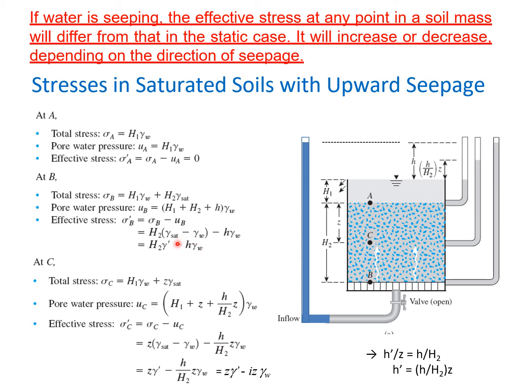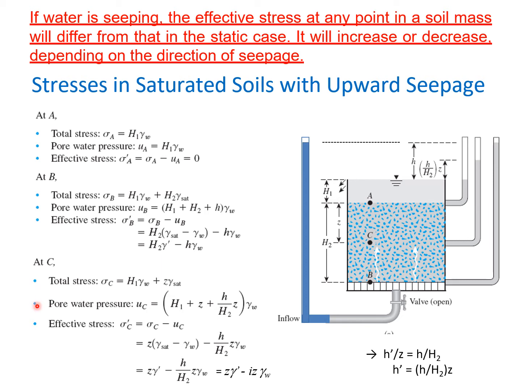So that is the additional thing that you have if you compare this case to the case when there was no seepage. Now try to extend this concept for point C. The total stress is gamma_w H1 plus gamma_sat into Z.